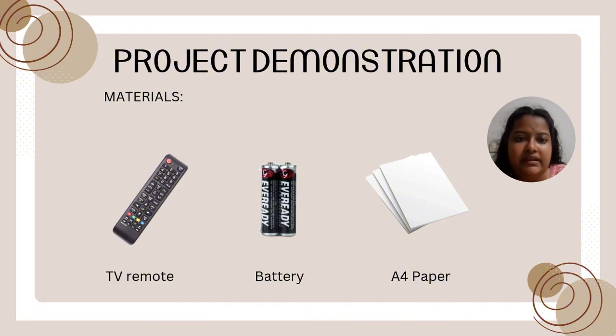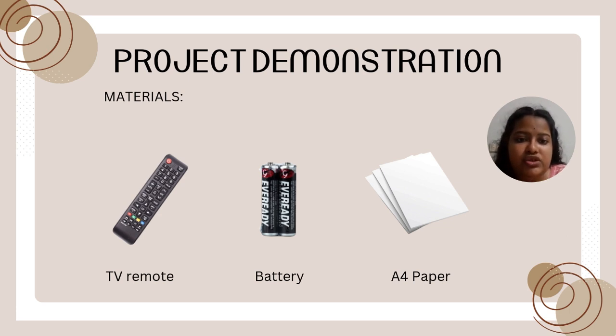For the project demonstration, we do a simple capnography-related experiment using a TV remote, battery, and A4 paper. The battery supplies electrical energy to the remote, and when a button is pressed, the remote emits infrared (IR) electromagnetic waves. The smartphone camera acts as a detector to observe the IR light, which appears as a blinking purple light even though it's invisible to the human eye.